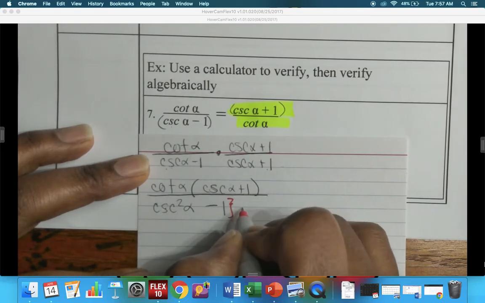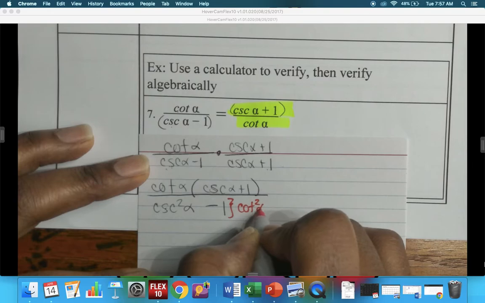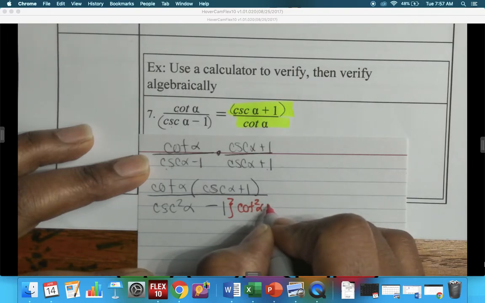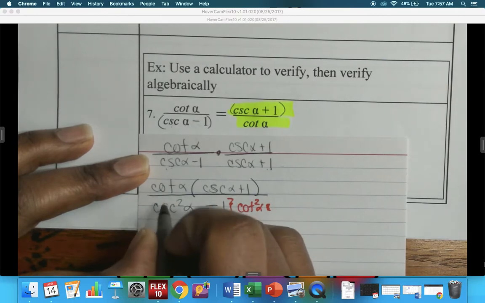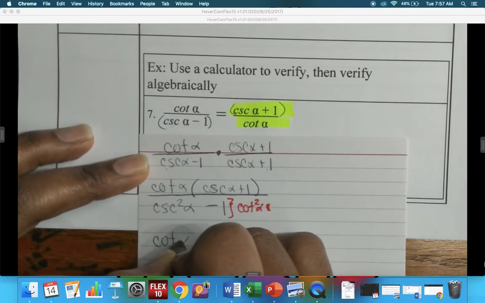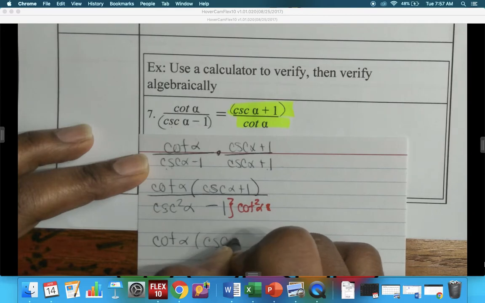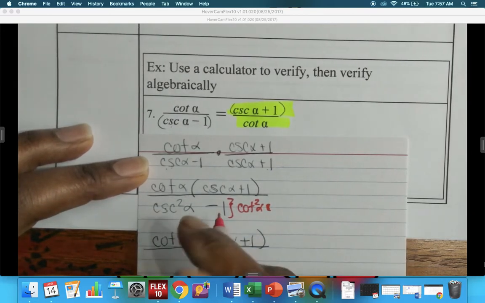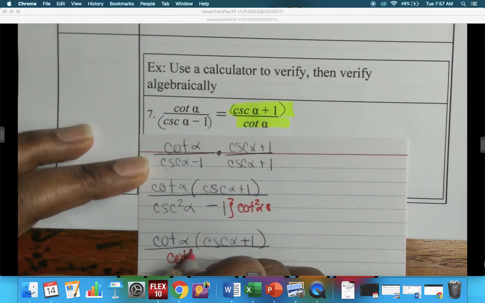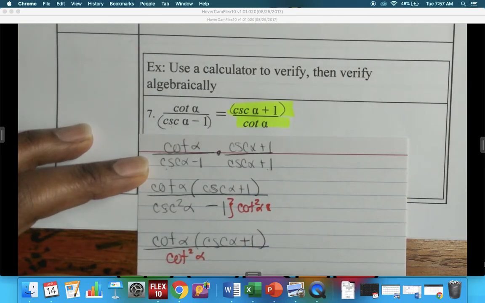Just going to put here a little note. This is cotan squared alpha. So, numerator we didn't do anything with, so we're just going to rewrite the numerator. Denominator, now we're changing to its equivalent form, which is cotan squared alpha. Writing it as cotan alpha, that quantity squared, or cotan squared alpha is exactly the same. So you can choose how you want to write it.